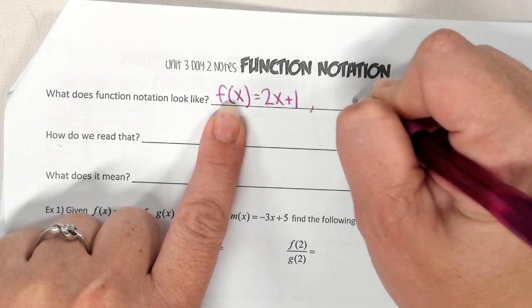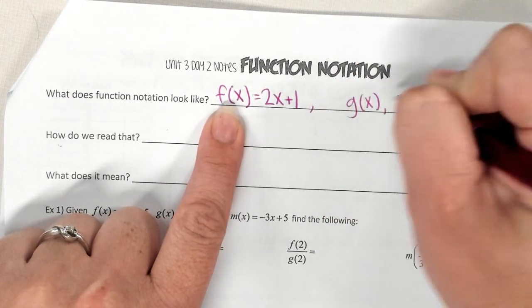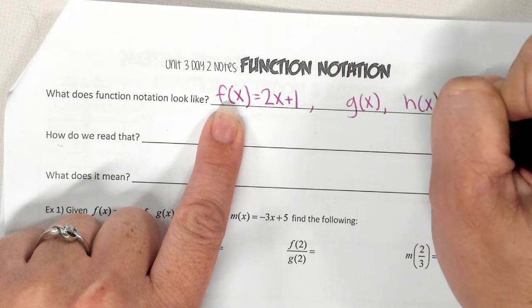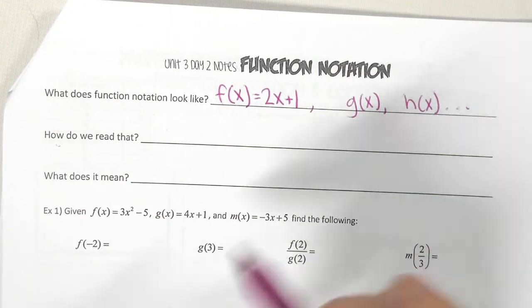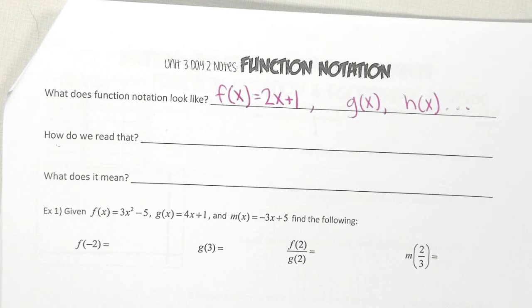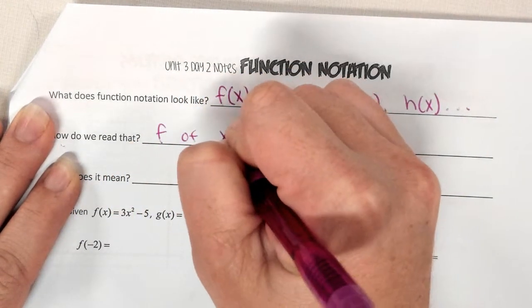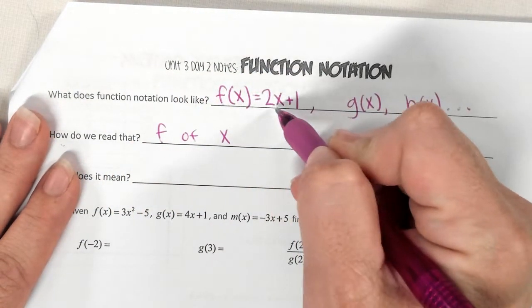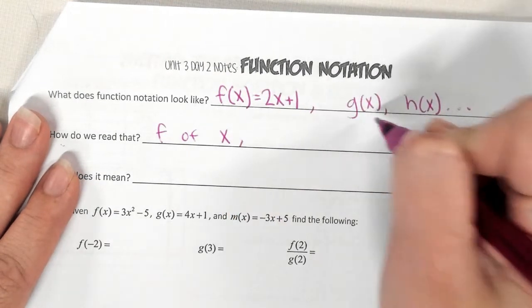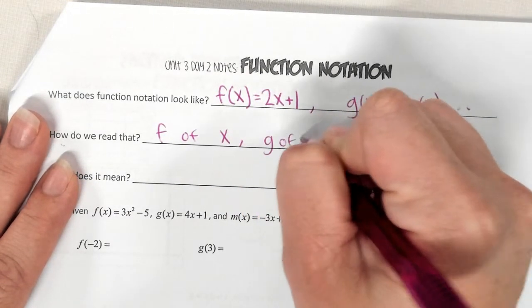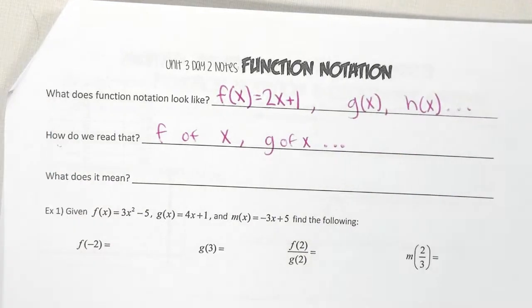But it could also be like this, or really any letter in front. Now those are the three most common letters, but really it can be any letter, okay? And the way we read that is f of x. So f of x equals 2x plus 1. You would read this g of x, and so on and so forth, right?